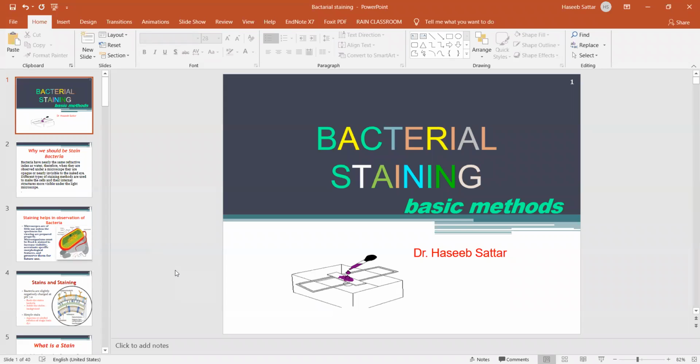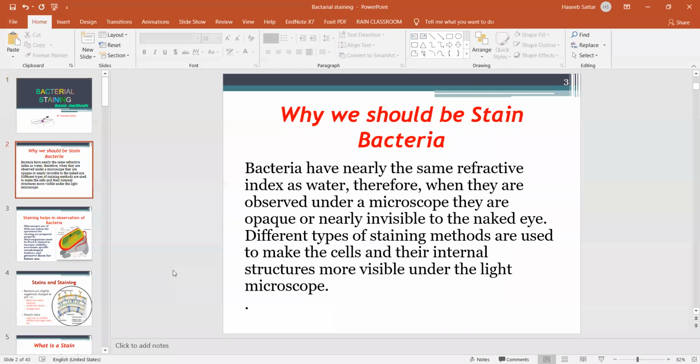Most bacteria have similar structures, except some bacteria, like mycoplasma and acid fast bacilli, that we will discuss. So for different bacteria we use different staining techniques because of their structure. So let's start. I have explained that bacteria have the same refractive index as water, so we cannot see the bacteria under the microscope without any staining method.